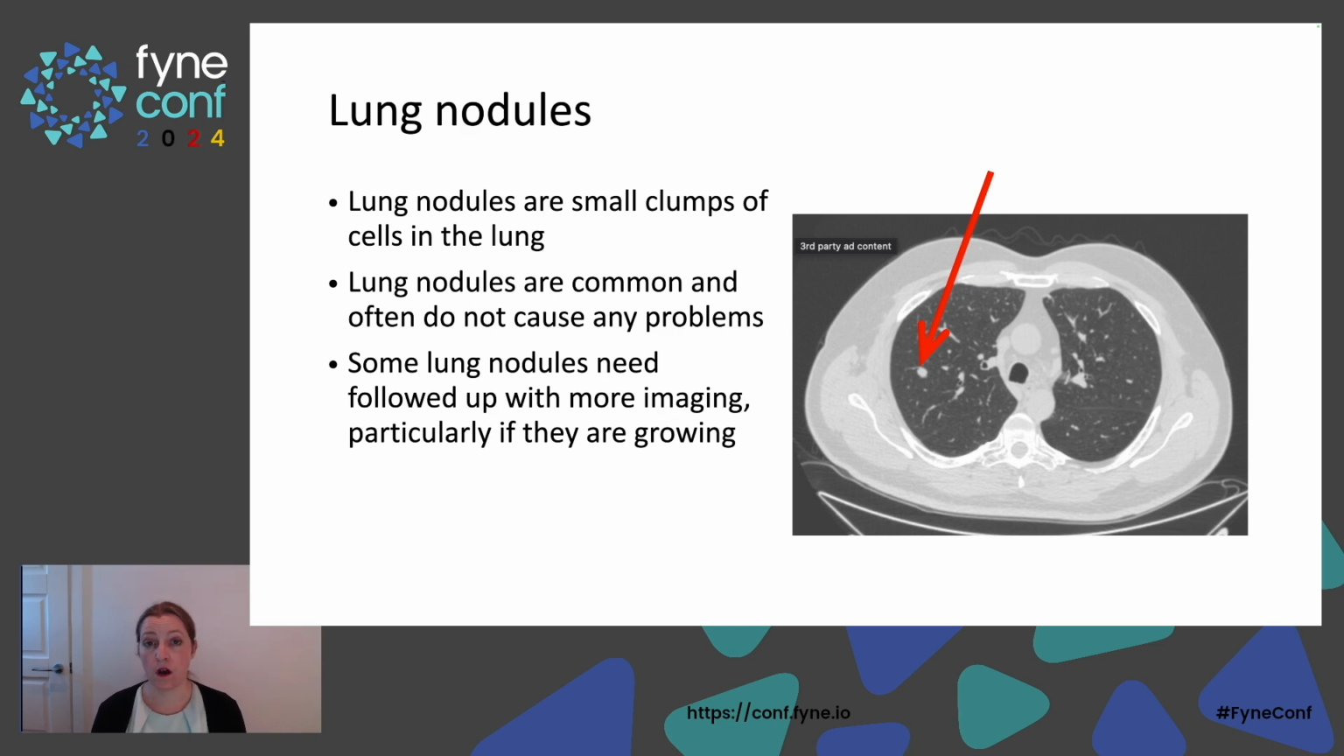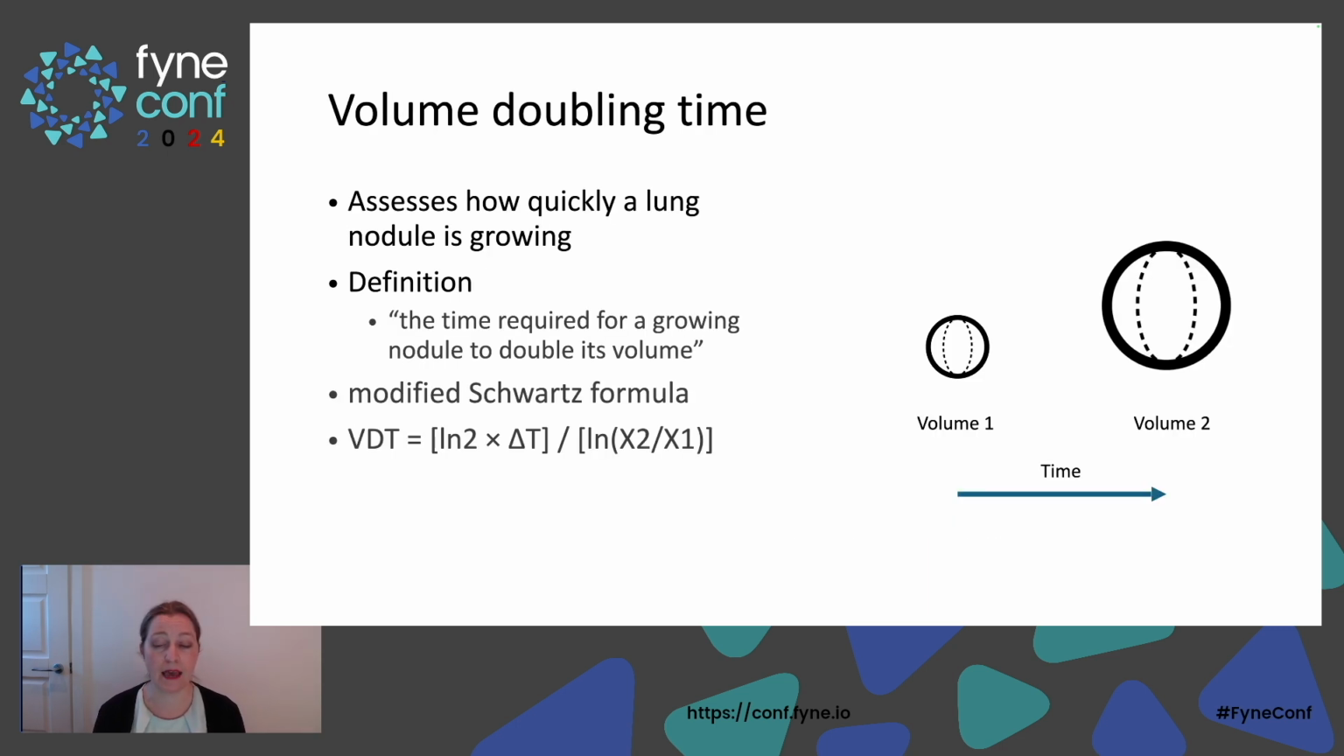Lung nodules are small clumps of cells in the lungs. They're actually quite common, and in many cases perfectly benign, don't cause any problems at all. But some of them need follow-up, and some of them might be cancer. And so in my day-to-day life as a radiologist, I spend a lot of time looking at lung nodules and measuring lung nodules. The size of them and how size changes over time is really important.